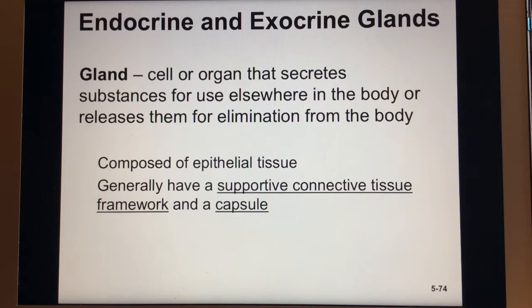Okay, we're going to do an overview of glands, but again, here's where I think this gets into a little bit more detail than we need in this chapter. But a gland could be a cell or organ. Normally we would want to think about it like an organ, but it can be a cell that secretes substances for use somewhere else in the body, or for substances that need to be eliminated from the body. They are composed of epithelial tissue, but usually have a connective tissue framework and a capsule.